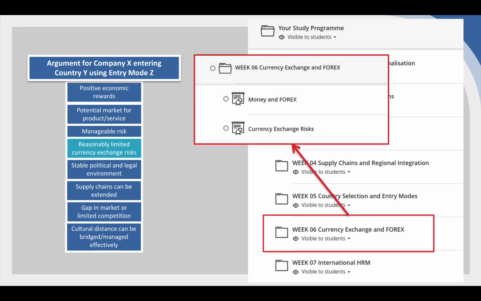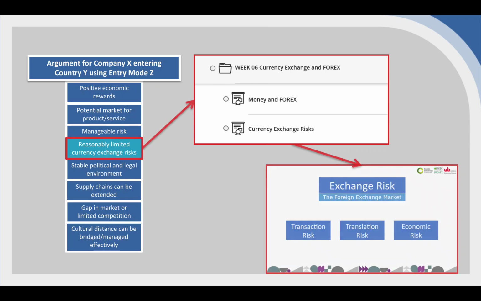So we open up week 6, we go into the currency exchange and forex folder, and we find that there's slides in there specifically spelling out currency exchange risks. So in this case, the model breaks risks into 3 separate sections. You have transaction risks, translation risks, and economic risks. You apply this model and you evaluate your recommendation for each of these risks. So you say, well, the transaction risk is medium, the translation risk is low, and the economic risk is low.